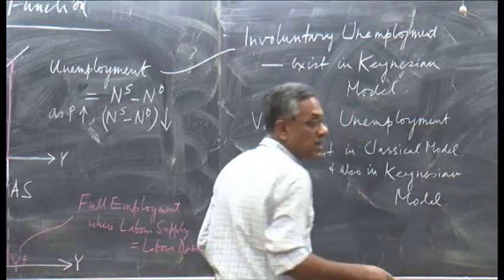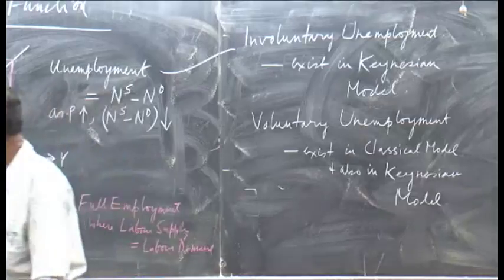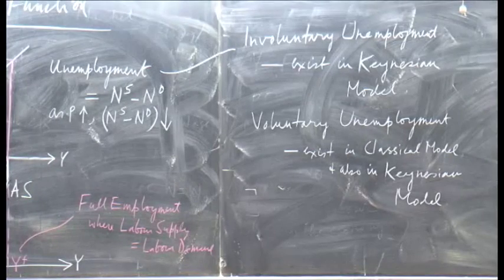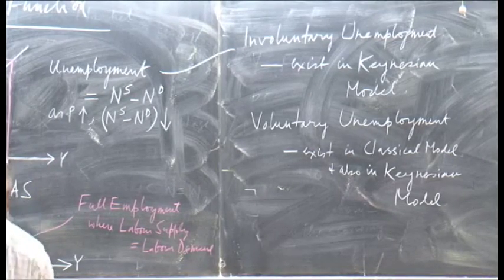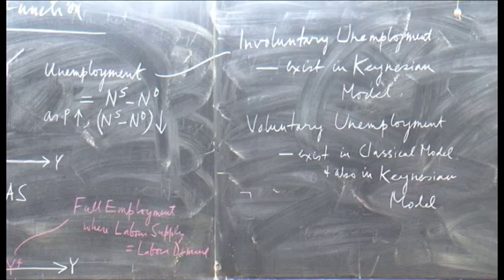So these words you may come across in textbooks: voluntary and involuntary unemployment. These words become very important. What we call unemployment, in macroeconomics they have a more sophisticated expression. They call it involuntary unemployment. But there can be some unemployment which is voluntary, like frictional.